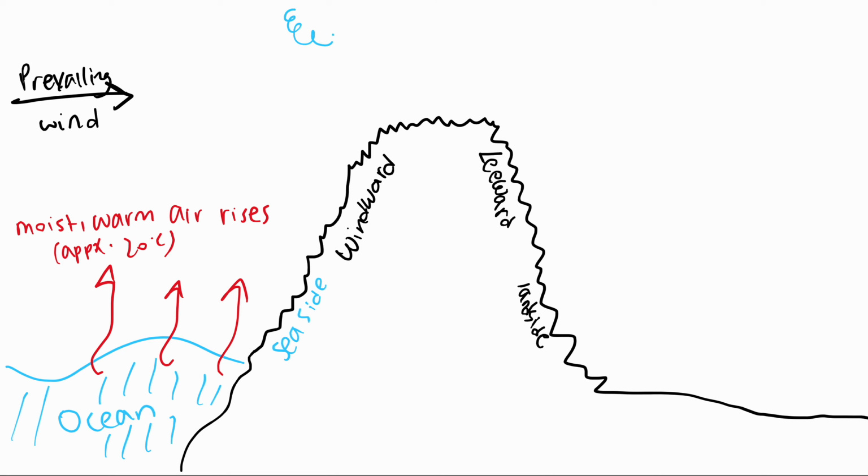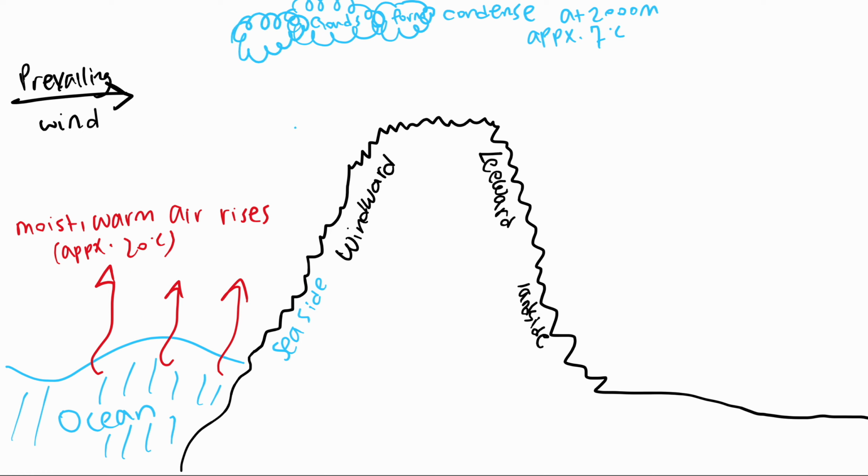So way up here, this warm, moist air that's evaporated is going to start condensing at 2,000 meters. The temperature is approximately 7 degrees Celsius. And it condenses to form clouds. So the clouds are going to form way up here. When you have clouds and this warm air continuously making more and more clouds, what do you think is going to happen? It's going to become rain. It's going to rain out here.